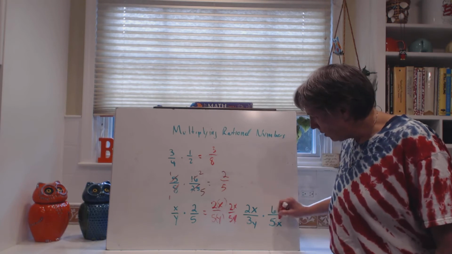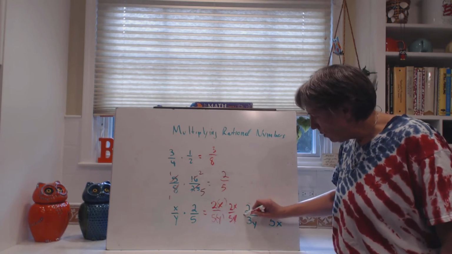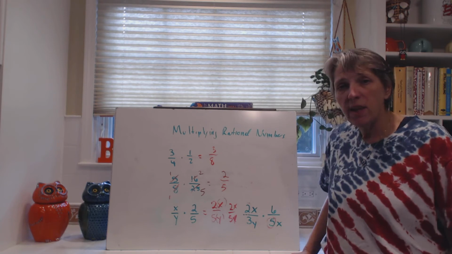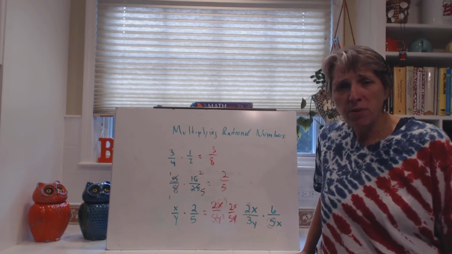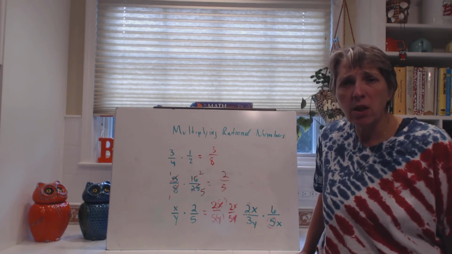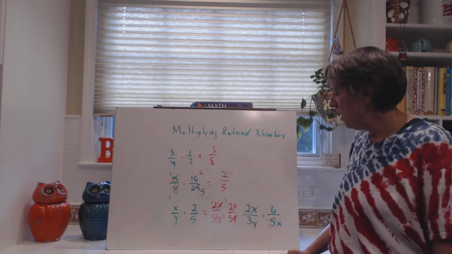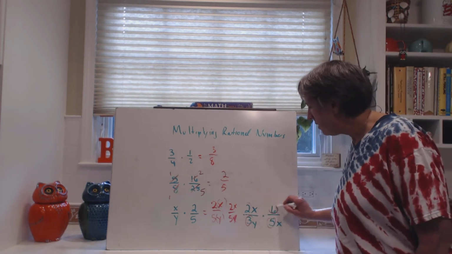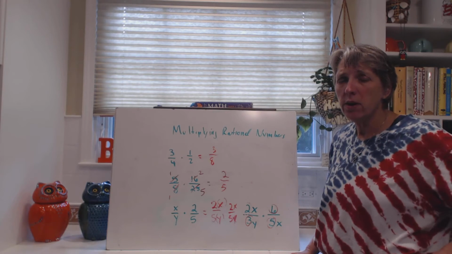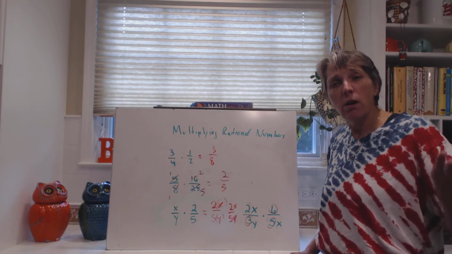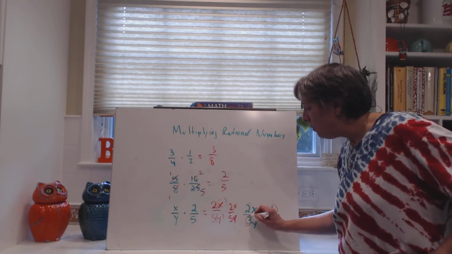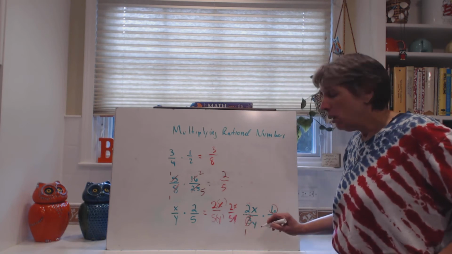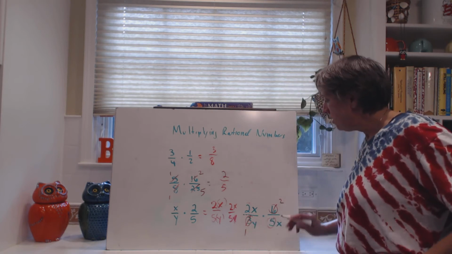So let's look this way. Between the 2 and the 5, do they have any common factors? Absolutely not. Please tell me you said no. Right, they stay the same. Now let's look at the 3 and the 6. They have a common factor. The greatest common factor is 3. So we say 3 divided by 3 is 1, and 6 divided by 3 is 2.